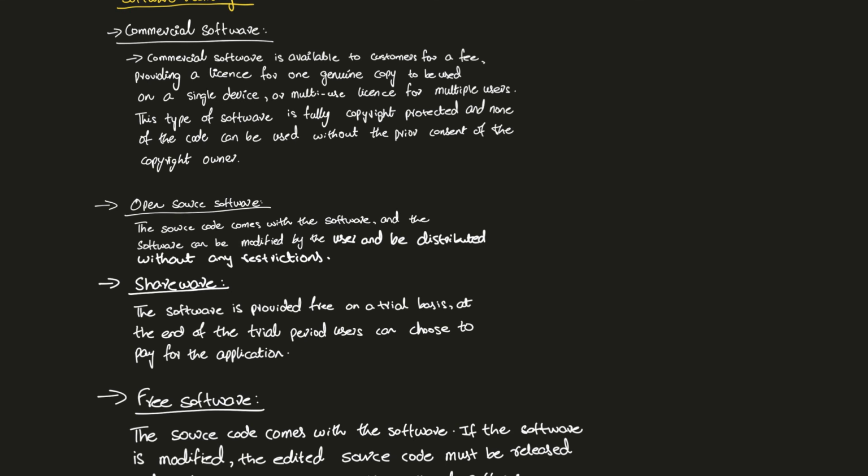So these are the four kinds of software that you need to be aware of, and that is really important, because you get situational questions on which kind of software you would be using in a definite scenario.